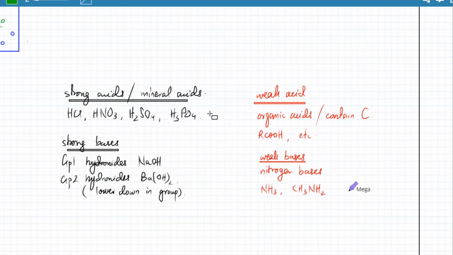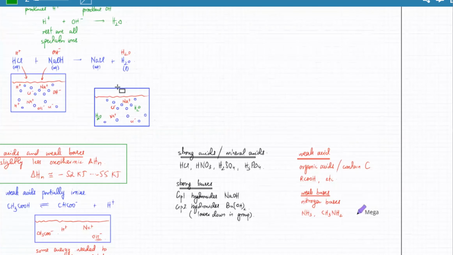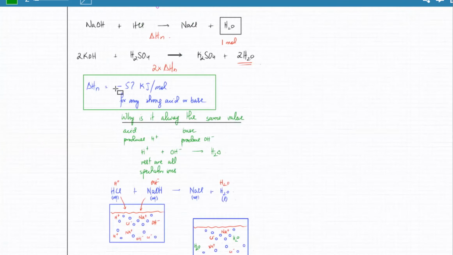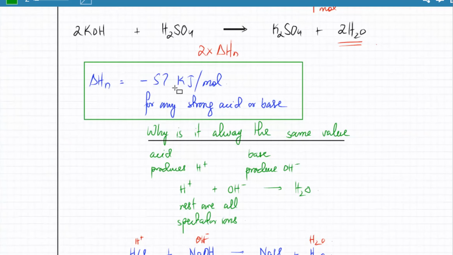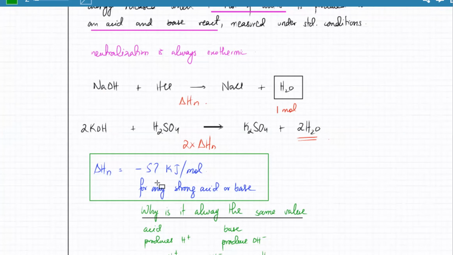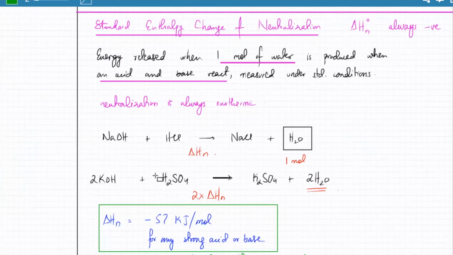So you should have an idea of which ones are strong acids and which ones are weak acids. Organic acids are weak. Organic bases are weak, like nitrogen bases. Which ones are strong bases? Group 1 hydroxides, group 2 hydroxides, the ones that are lower down in group 2. Strong acids: HCl, HNO3, okay? So you should know which ones. The difference between the values is going to be very slight, but there are a lot of questions on this. Minus 57 indicates a strong base or strong acid. Anything less than this value would mean that it's a weak acid or weak base. Okay, is this clear? Is that clear?